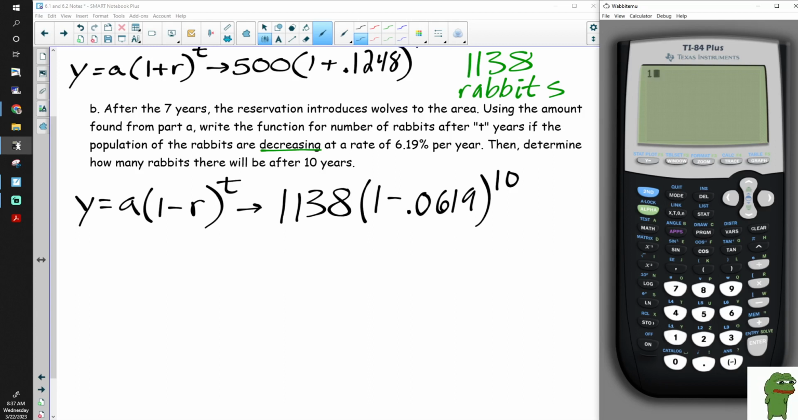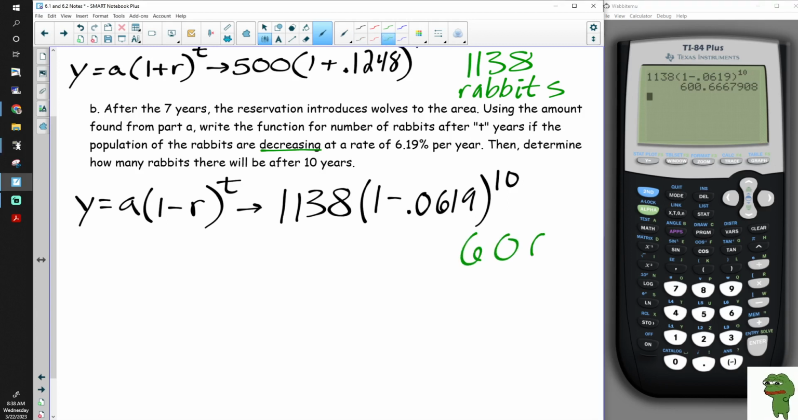So 1,138 times 1 minus 0.0619 to the power of 10. So let's see if those wolves did their job. After 10 years, the population of those rabbits is now 600. I'd say they did their job, huh? Now they're back almost down to their starting population.